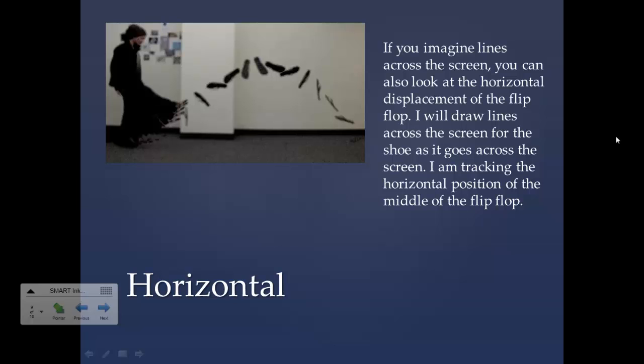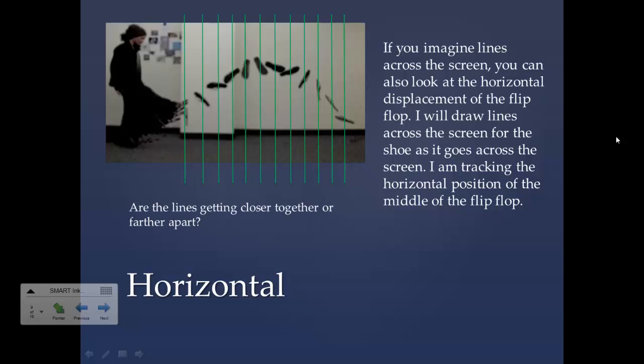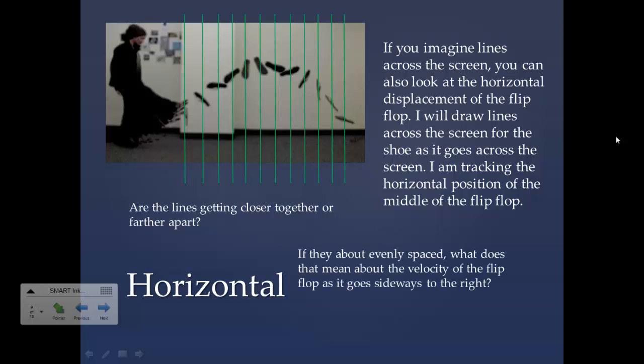Now let's look at the motion in the horizontal direction. If you imagine lines across the screen, you can also look at the horizontal displacement of the flip-flop. I will draw the lines across the screen for the shoe as it goes. I'm tracking the horizontal position of the middle of the flip-flop. Are these lines getting closer together or farther apart? If they are about evenly spaced, what does that mean about the velocity of the flip-flop as it goes sideways to the right?